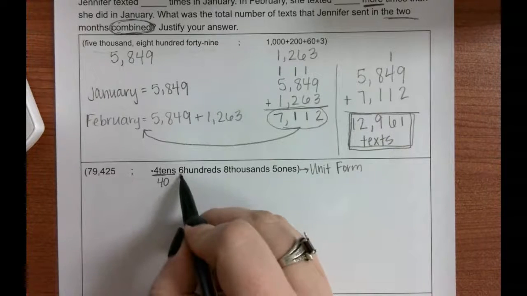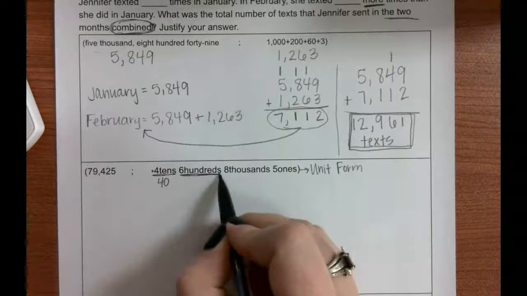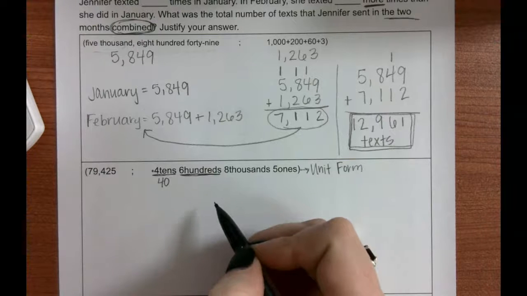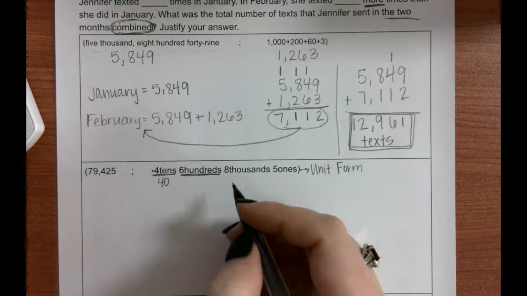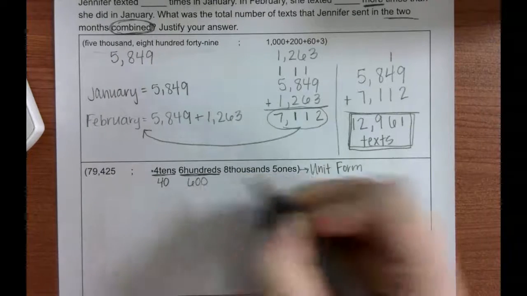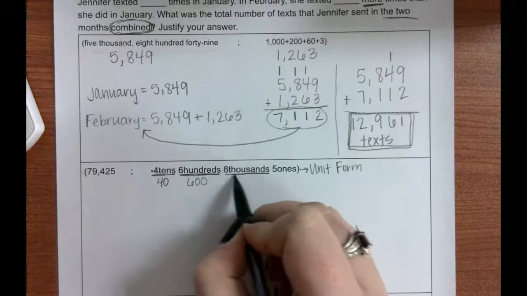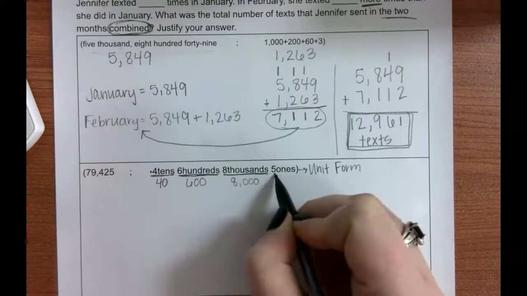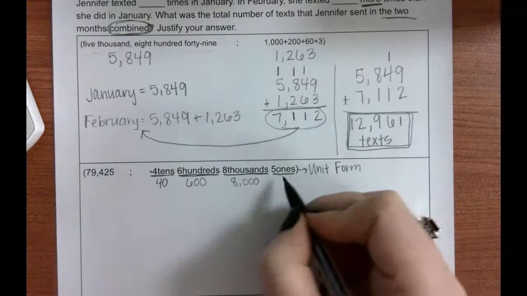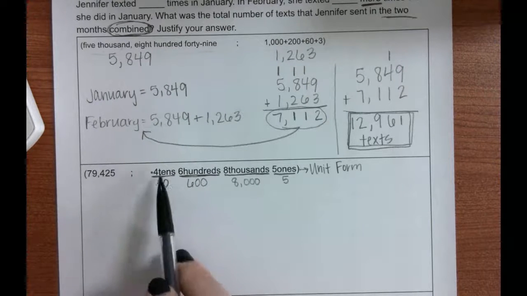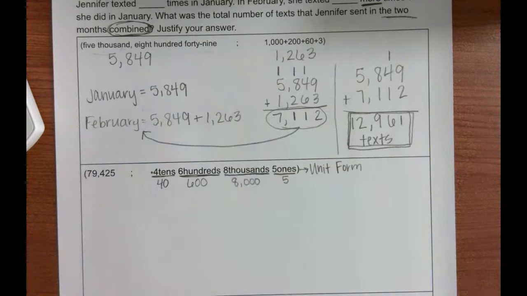Okay. When it says 600s, how many do we have? 600s would be what number? 600. 8,000s would be 8,000. And 5 ones would be 5. So it's almost like you're doing it in expanded form, but this form doesn't give you the zeros. So you have to be careful with the zeros.